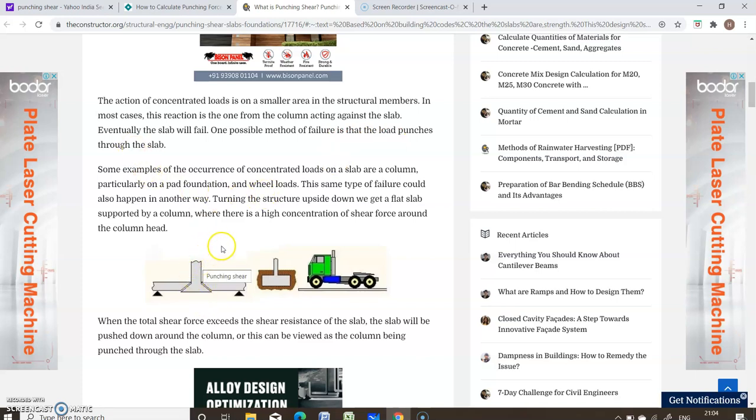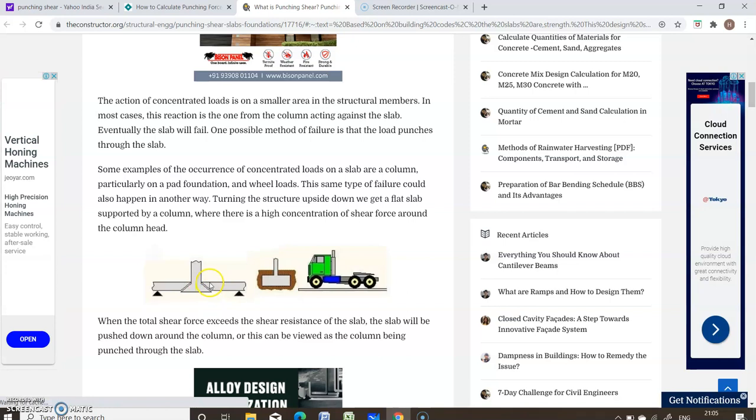You know how the punching machine works. You have used machines to punch holes on paper. So the punching force required will be equal to the perimeter of the punching machine multiplied by the thickness of the member into the shear strength.